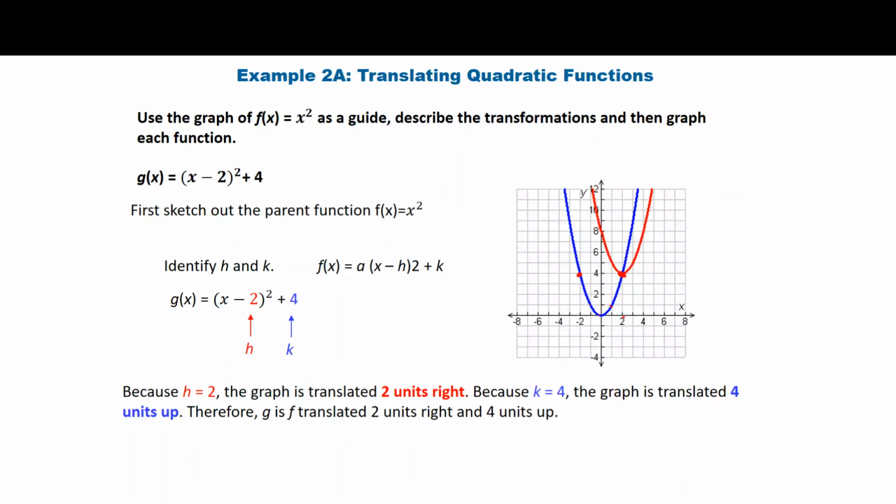So because h equals 2, the graph is translated 2 units right. All right, because k is equal to 4, the graph is translated 4 units up. Therefore, g is f translated 2 units right and 4 units up. So that's exactly what we did. Over 2, up 4. All right, and that's where our new parent function is.